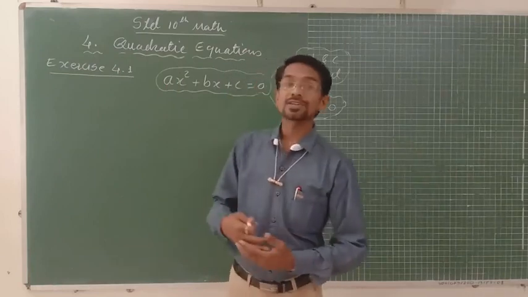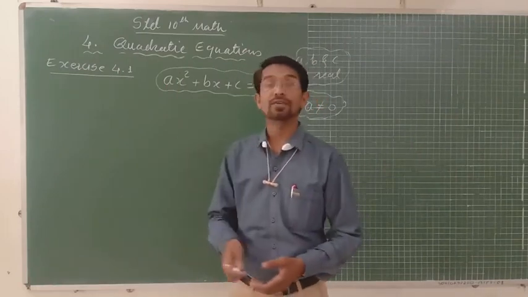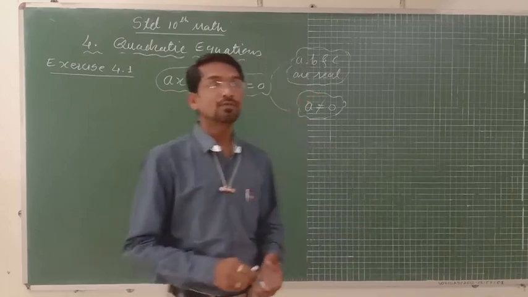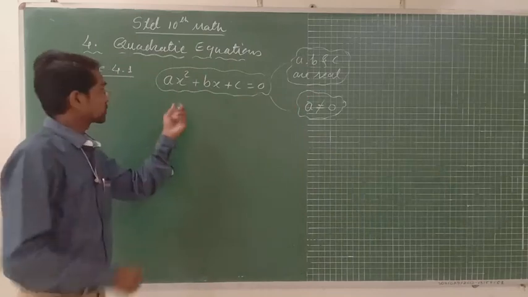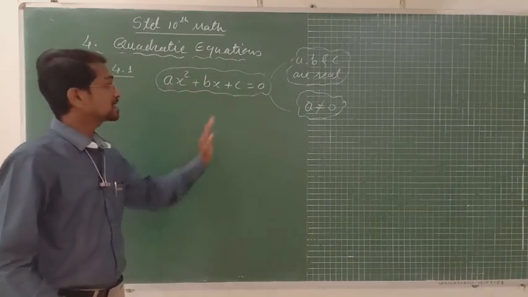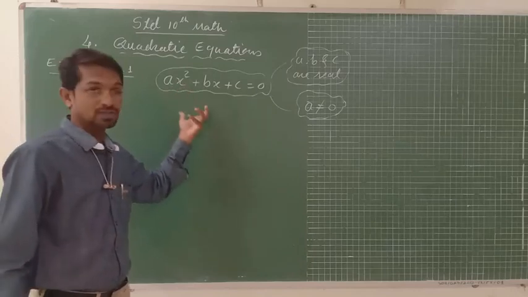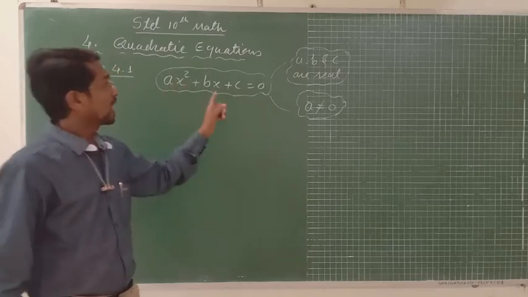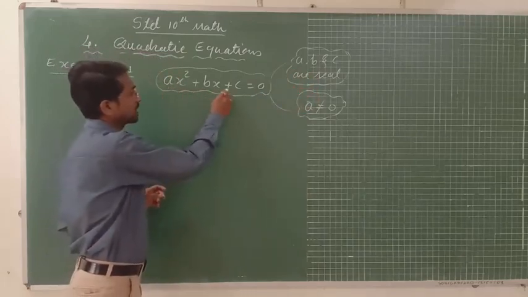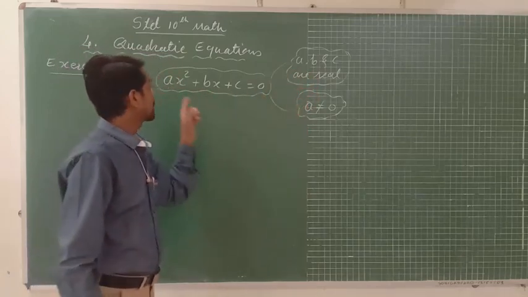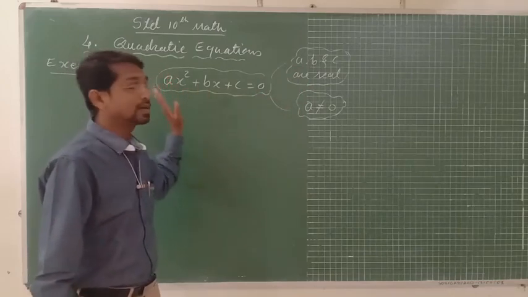In the previous lecture I explained the standard form of quadratic equations in one variable. Now we see examples based on that. As I revised, ax square plus bx plus c is equal to 0 is the standard form of the quadratic equation in one variable. And see what conditions are here: a, b and c are any real numbers, but a is not equal to 0. This is the condition for a quadratic equation.